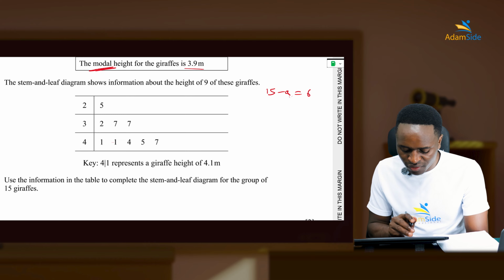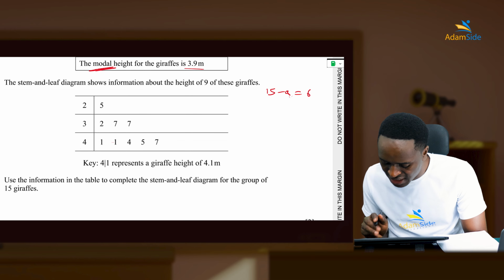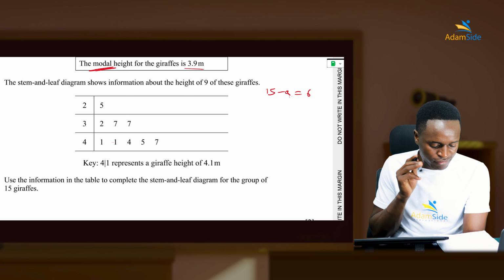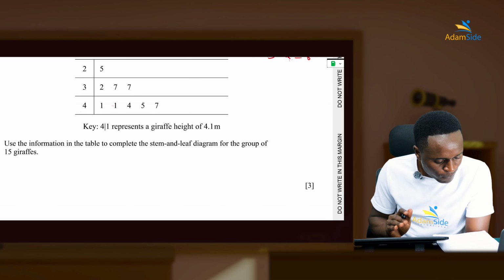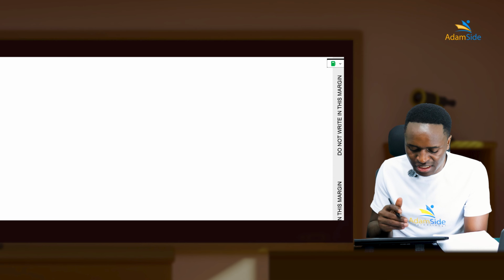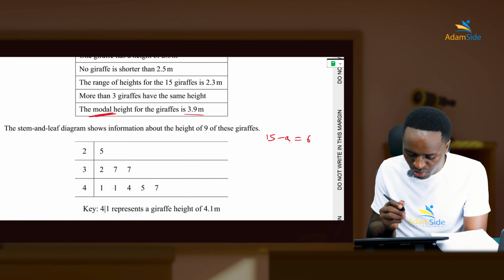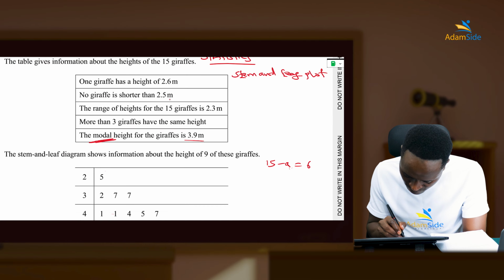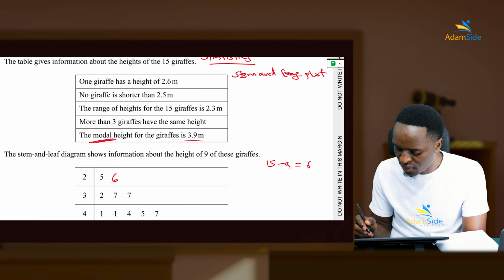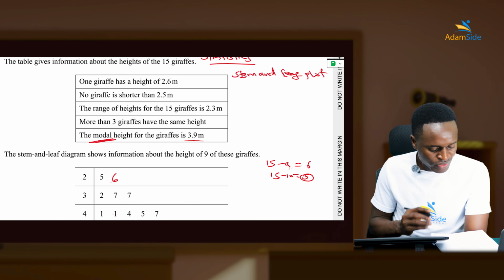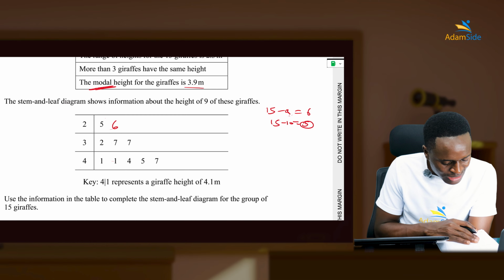Use the information in the table to complete the stem and leaf diagram for the group of the 15 giraffes. One thing we know, one giraffe has a height of 2.6 meters. So what is missing? We have 2.5 and then we have 2.6. Therefore, 15 minus 10, we have 5 remaining.